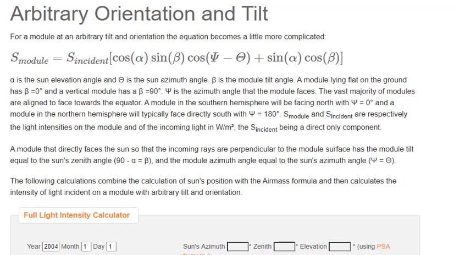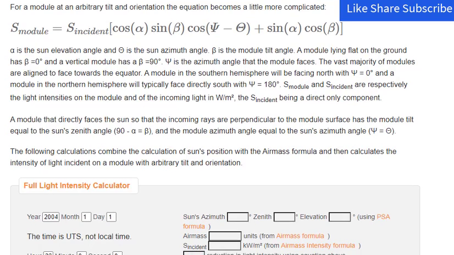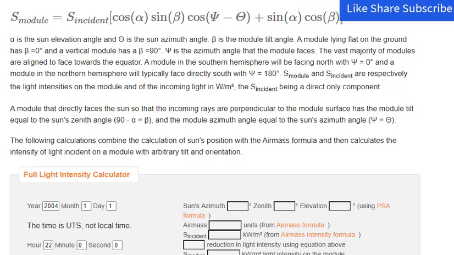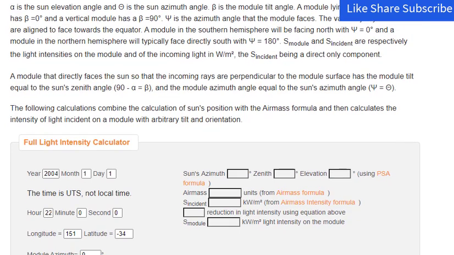Let's start. Arbitrary orientation and tilt. For a module at an arbitrary tilt and orientation, the equation becomes a little more complicated. Alpha is the sun elevation angle and theta is the sun azimuth angle. Beta is the module tilt angle. A module lying flat on the ground has beta equals 0 degrees and a vertical module has beta equals 90 degrees. Psi is the azimuth angle that the module faces.